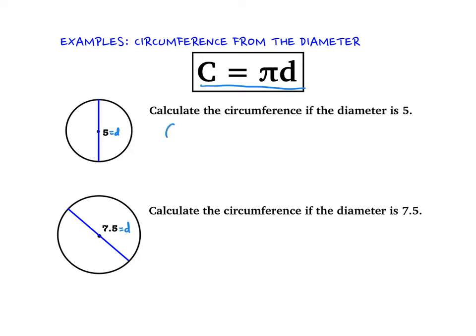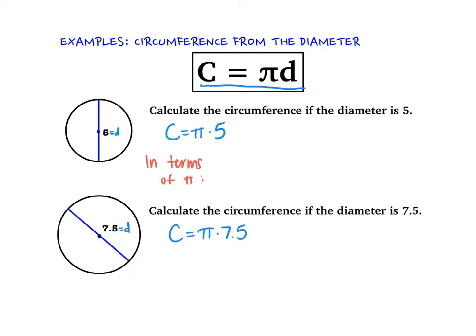So in this first one, I have pi times 5. And in the second one, I would do pi times 7.5. Now, believe it or not, there's actually 2 ways to write your answer. And the first would be in terms of pi.